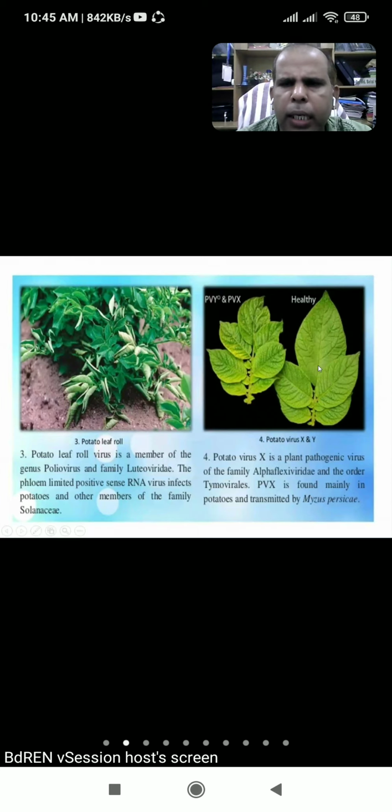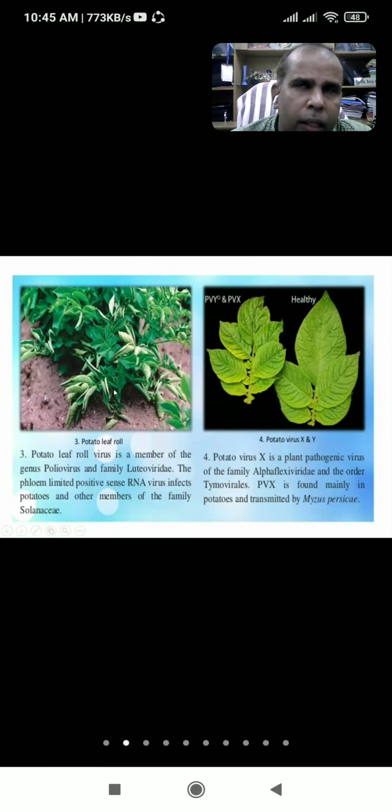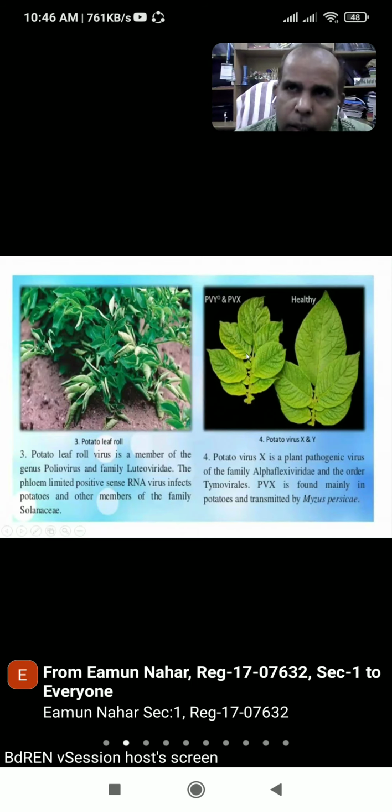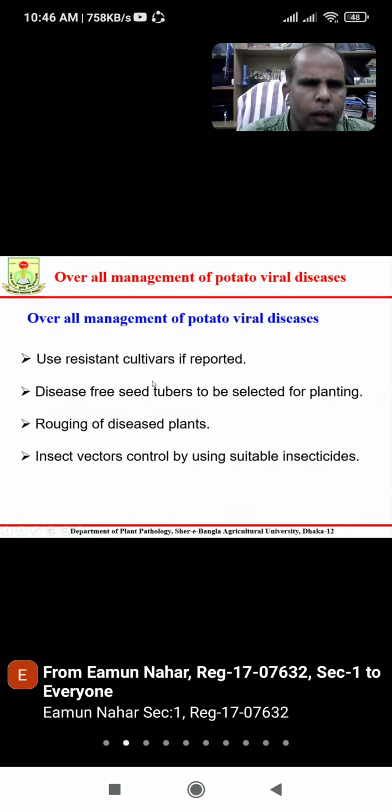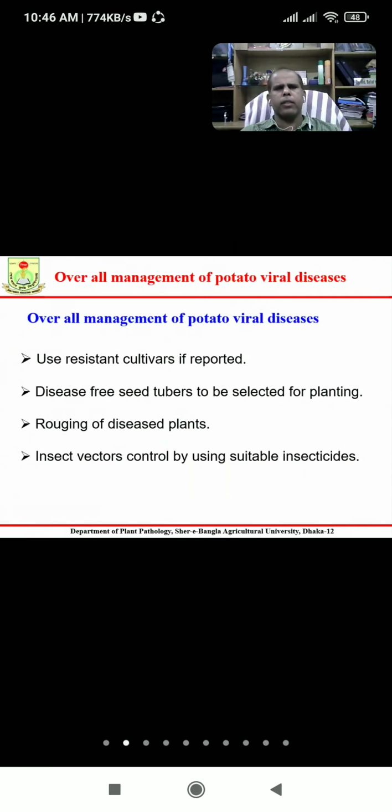Sometimes Y and X attack the plant at a time, but in case of the PLRV, when the plant is attacked by the PLRV, then other viruses usually do not appear in the same plant. But in case of PVY and PVX, they can appear in the same plant also. Now I am going to discuss the overall management of viral diseases of potato.